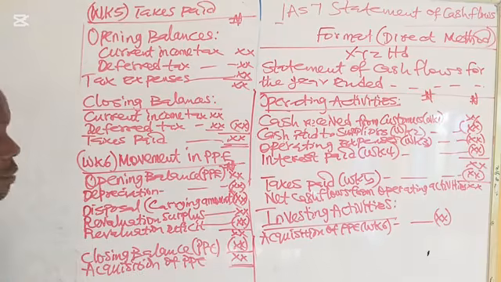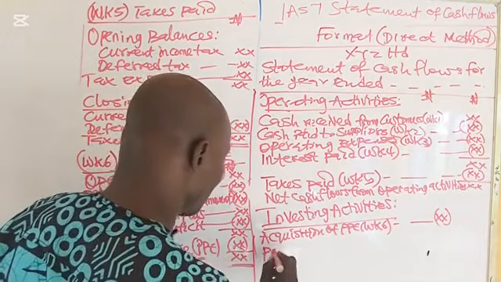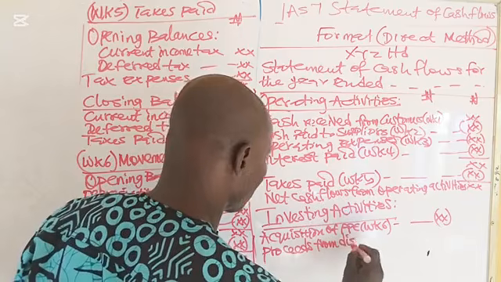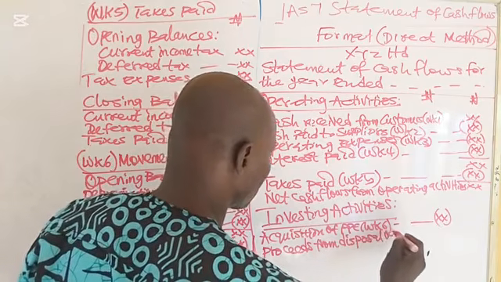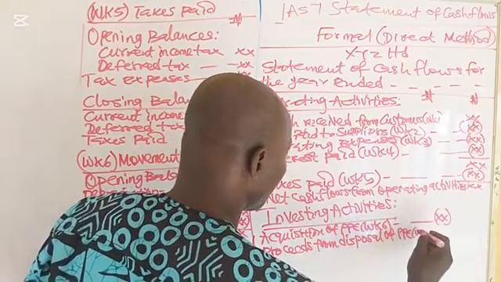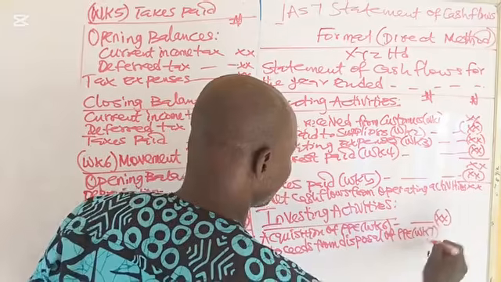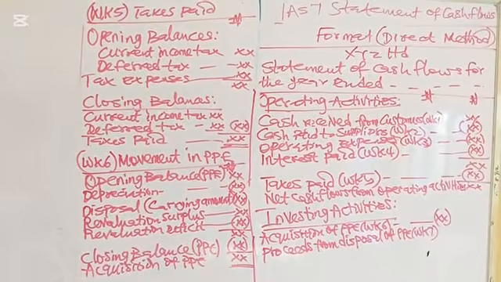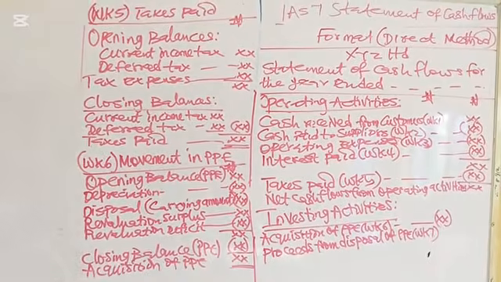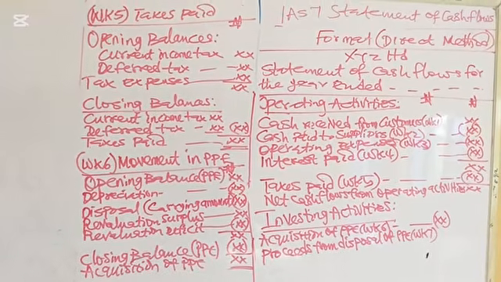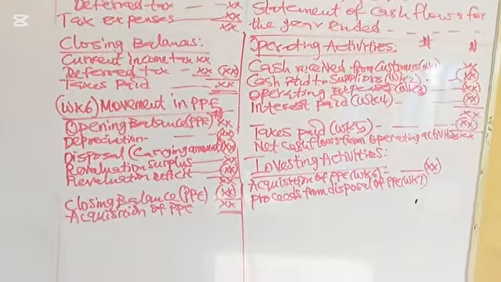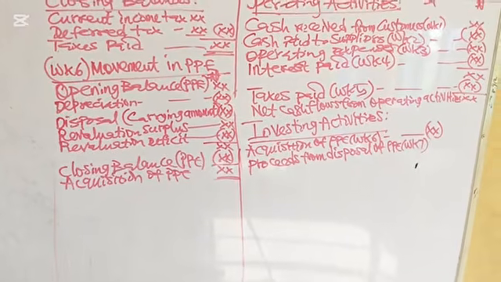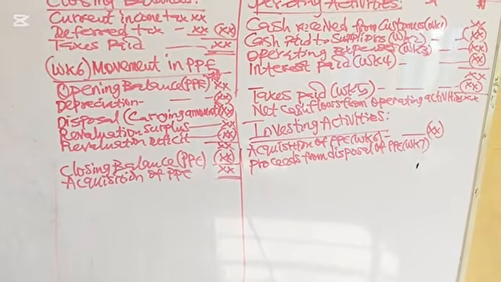Then you have the proceeds from disposal of PPE. Working number 7. Where this is not given, you will need to calculate it. To calculate the proceeds, you have the carrying amount plus profit from disposal minus loss from disposal, depending on the one you have in the question.